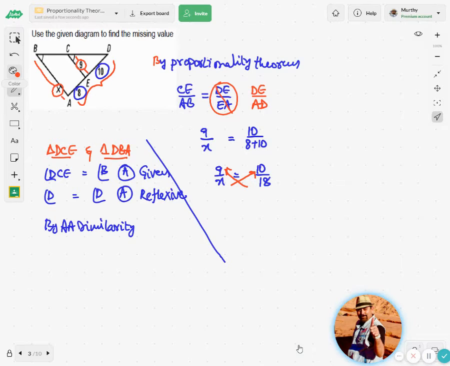Well, now I will explain how to find the value of this. It is 9 times 18 equals 10 times x. You know how to isolate x. We divide by 10 on both sides, so 10 and 10 get cancelled. 9 times 18, you can make use of a calculator. Then I'm grabbing my calculator. It is 162 over 10, which is 16.2 units. That's the value of x.